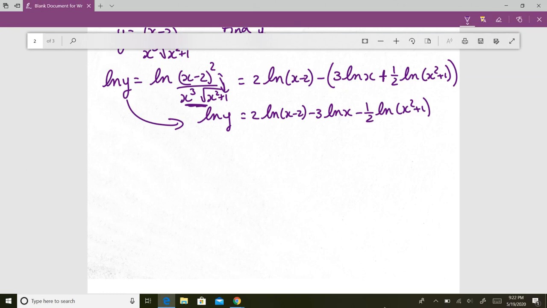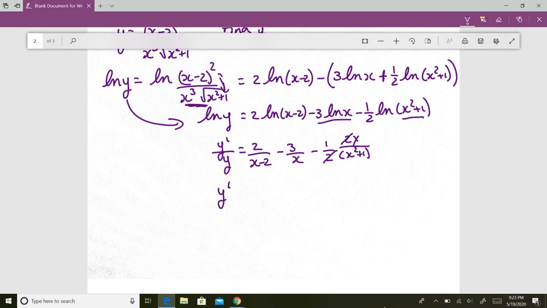So the derivative, you have to do both sides. It's sort of like implicit. But the derivative of natural log of y is just u primed over u. So in this case, it's going to be y primed over y is equal to you do each of these derivatives. 2 over x minus 2, the derivative of x minus 2 is 1, so that's that part. Minus 3 over x, that. Minus 1/2 over times x squared plus 1, the derivative of that is 2x. Those 2's are going to cancel.